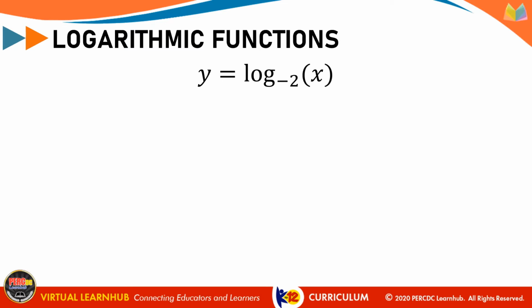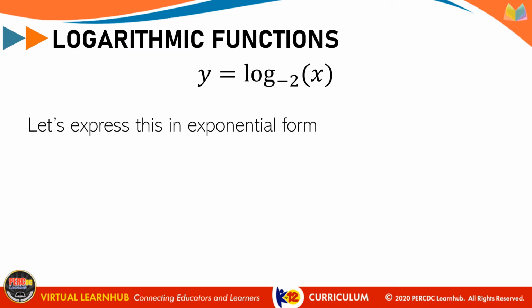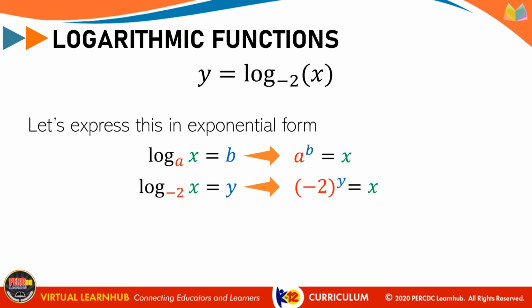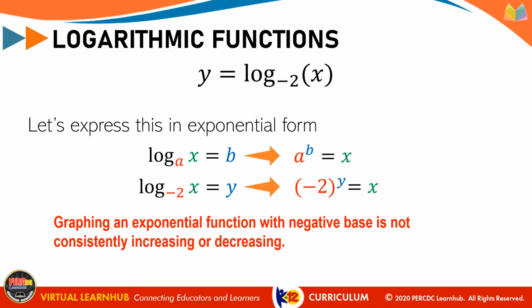Next, what if our base is a negative value? In this case, y equals log of x to the base negative 2. Transforming this into exponential form, again from log of x to the base a equals b, it will become a raised to b equals x. So from log of x to the base negative 2 equals y, it will become negative 2 raised to y equals x. Graphing an exponential function with a negative base is not consistently increasing or decreasing.